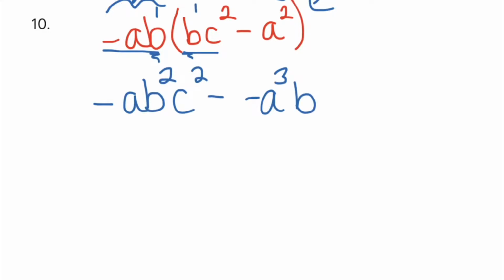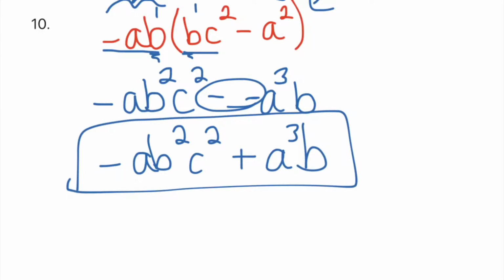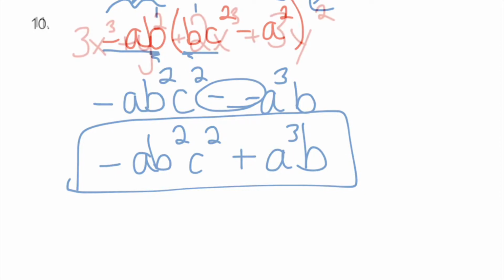And now I'm not quite done. I don't like to leave two negatives like that right next to each other. So I'm going to rewrite this as negative ab squared c squared plus, whenever you have two negatives together, it becomes a plus, a cubed b. And that is just more simplified. So I want to leave it like that. And of course, we can't combine these anymore because these are not like terms.